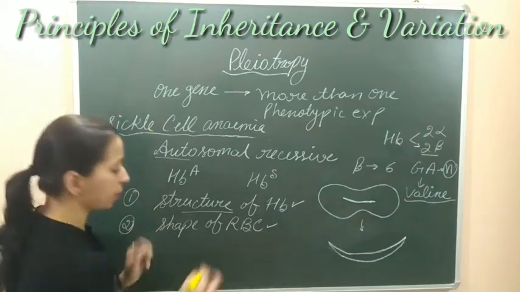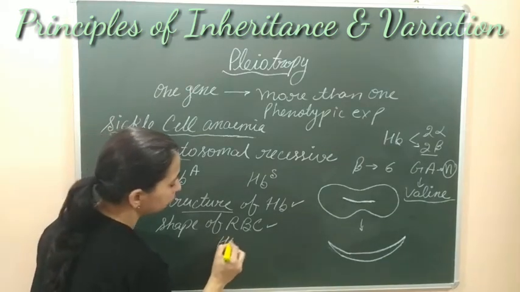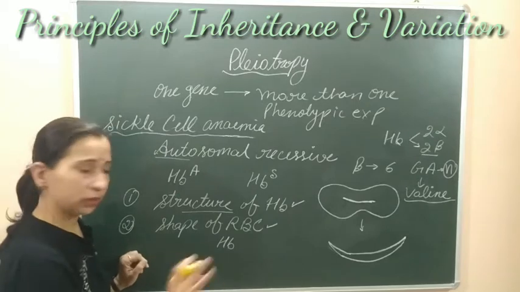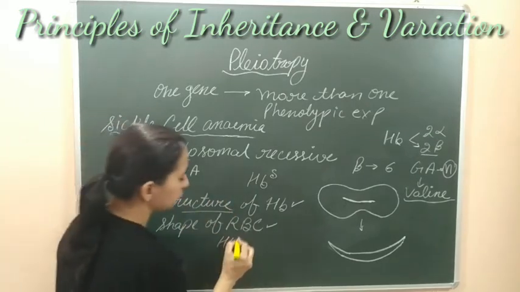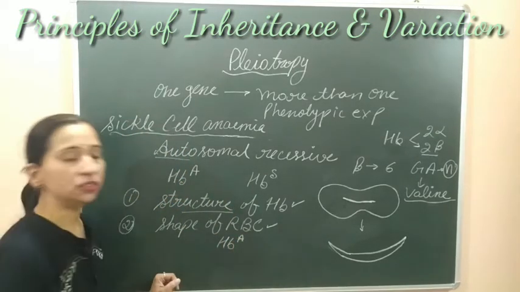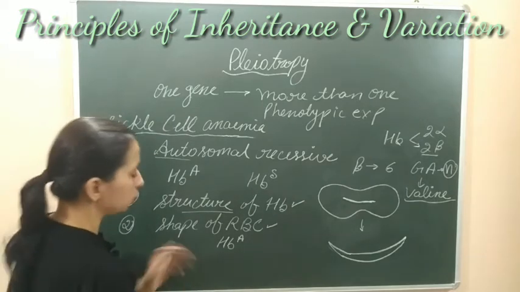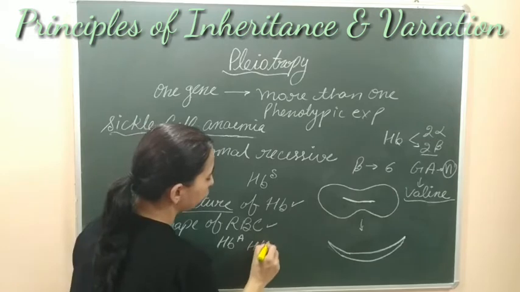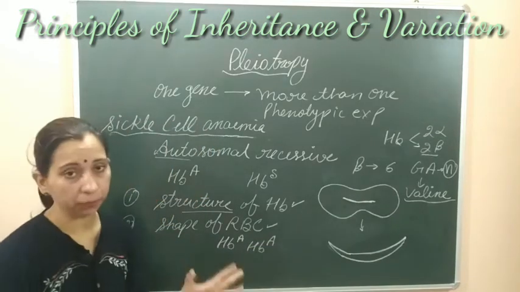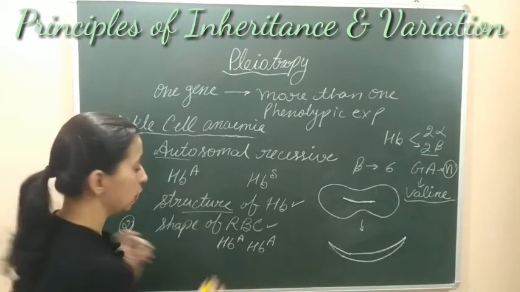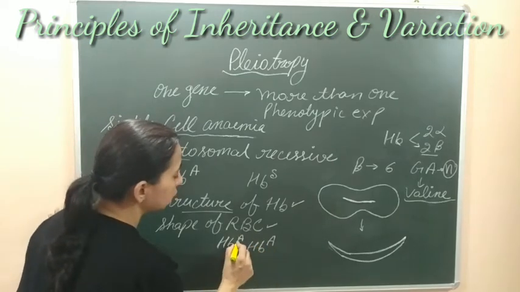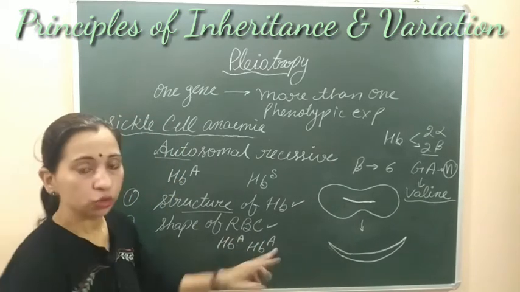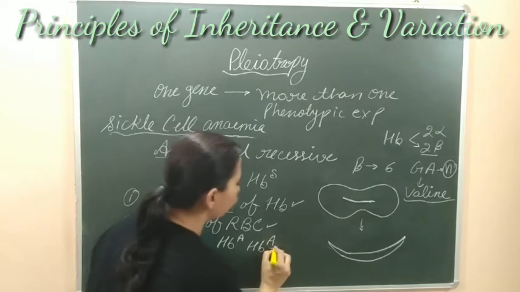If we talk about the genotype of this disease, the genotype is HB. This gene is HBA. This is the normal gene. When this gene comes into the homozygous dominant condition, then we call it HBA HBA. This is the homozygous dominant condition. In this condition, when both the genes are AA, this type of person will be a normal person.